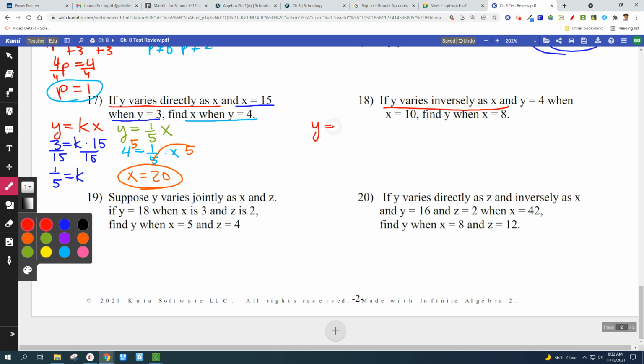The next one says inversely. Okay, so that formula looks like this. Inversely is a division. y equals k over x. So second step, plug in those numbers to find the k value. y equals 4 when x equals 10. We can multiply both sides by 10 to find that k equals 40. That is my constant of variation. So come over here and rewrite the formula with that constant of variation in there. y equals 40 over x. And then my last move, do what it says. Find y when x equals 8. That's 5. y equals 5.